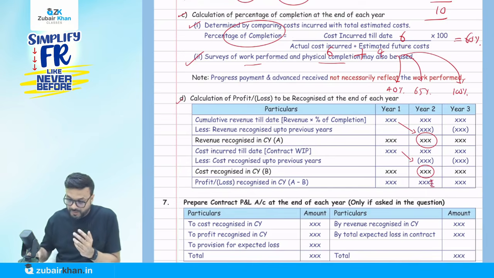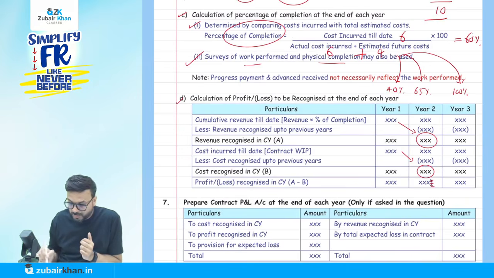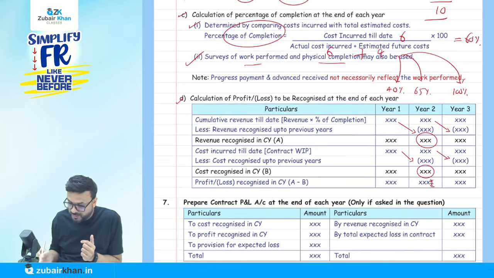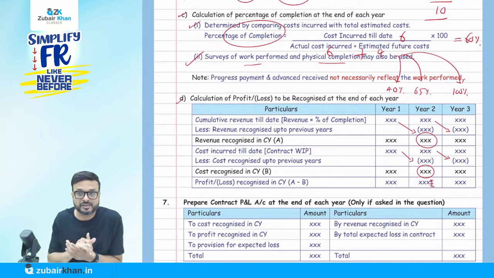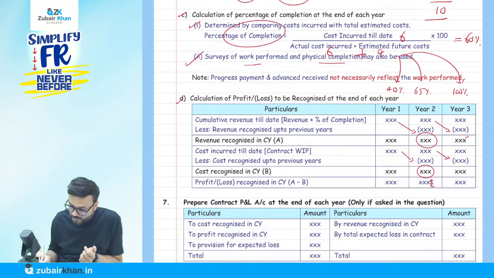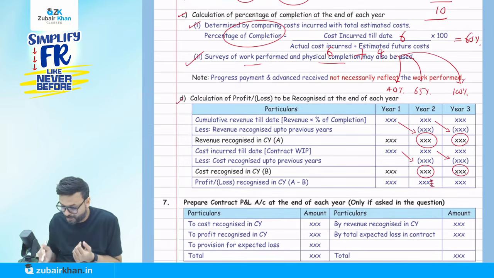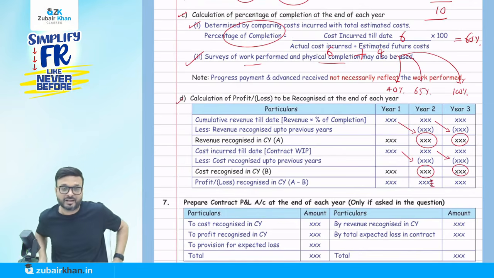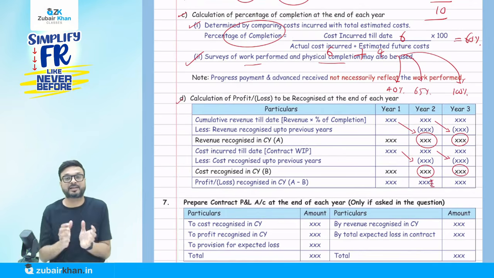Now, when I come to the third year, this revenue is going to be multiplied by 100%. It means this is the revenue for all three years. So we will deduct the revenue and cost till the second year that we have recognized earlier in the first and second year, and here the revenue for the third year and the cost for the third year, and the profit will come for the third year. Remember, this table will help you find how much profit should be recognized in each year.